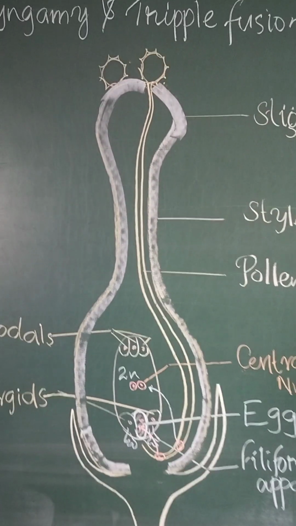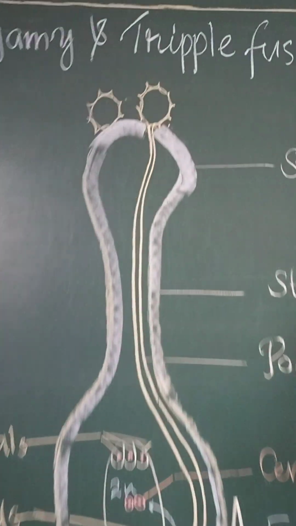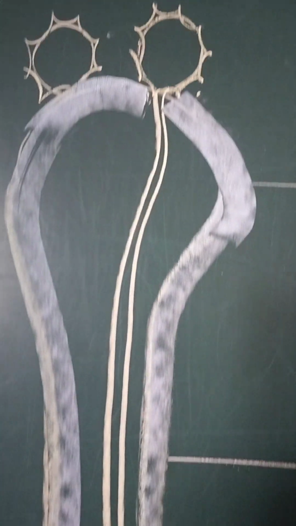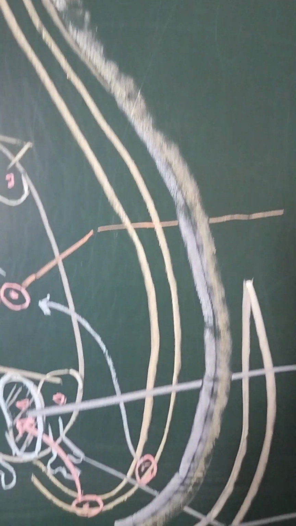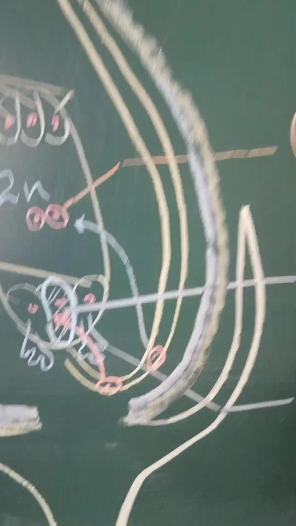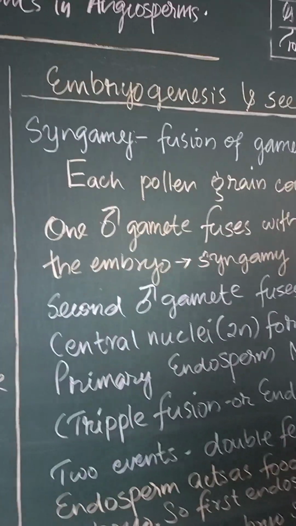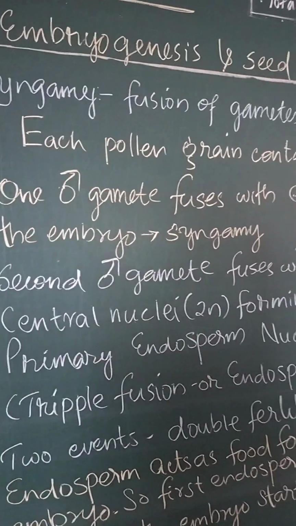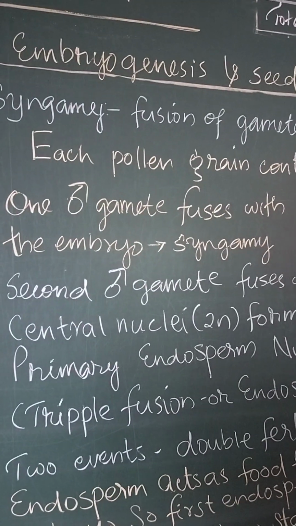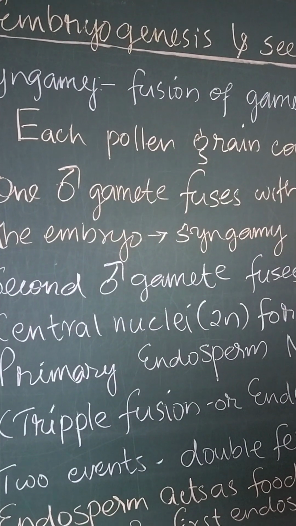So why is it called a double fertilization? Because each pollen grain will start germinating to release two gametes, two male gametes. One of the male gametes will be fusing with the egg cell to form the zygote. That's why it is called syngamy.